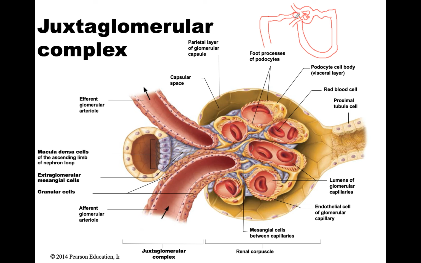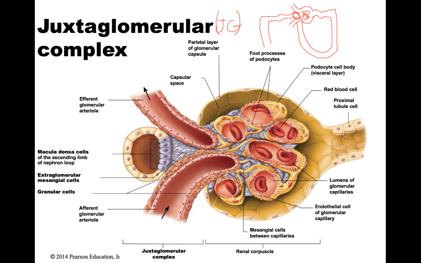This region right here, where the top of the collecting duct turns into the DCT, is what we're looking at here. The whole structure together is called the Juxtaglomerular complex, abbreviated as JG complex. So with that being said, I'm going to give you the names of all 4 of these cells, and I'm going to tell you their functions.